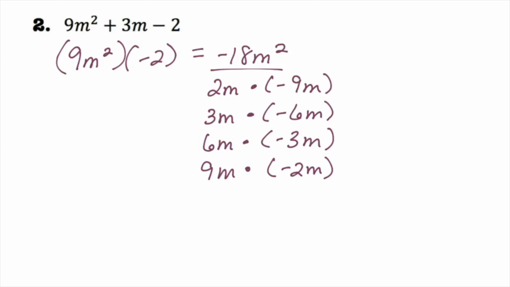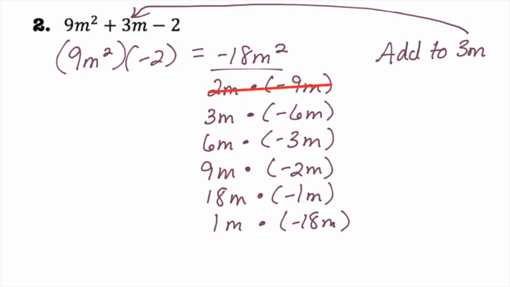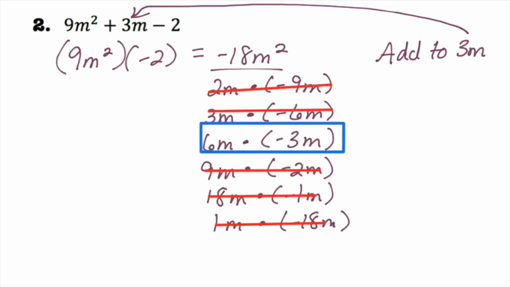So that's all the combos other than 18 and 1, but we know that 18 and 1 are 17 away from each other, so it's not going to add to be 3m, so we don't need to include it again. Unless you want to. If you want to be thorough, you can do it every time. So now we're going to add those together to see which one comes up with 3m. So 2m plus negative 9m is the same as 2 minus 9, which is negative 7m. So that doesn't work. I listed my ones anyway, just to show you. 3 minus 6 would be negative 3m. We are looking for positive 3m, so that one doesn't work. 6m minus 3m would give us our positive 3m, so that one is it. You can go through and check the other ones, but we already know those don't work.